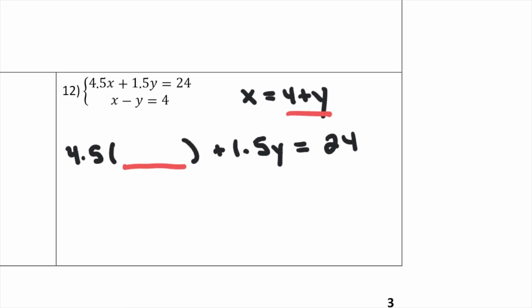For number 12, yes, it has decimals, but you can handle it. You have choices. You can multiply everything by 10 to clear those decimals, but I think the numbers get a little bit too big. Instead, I'm going to solve for x. I know that x is 4 plus y. I'm going to substitute in my 4 plus y and then continue with the problem.